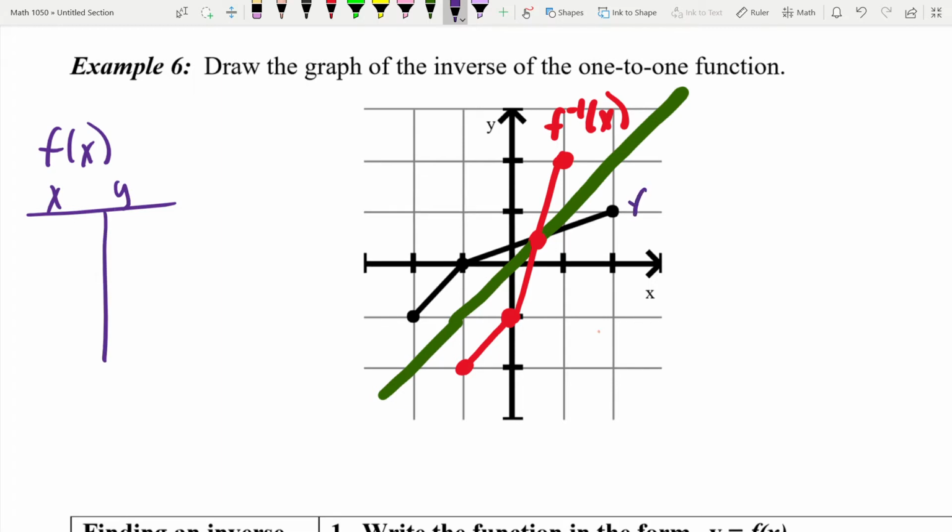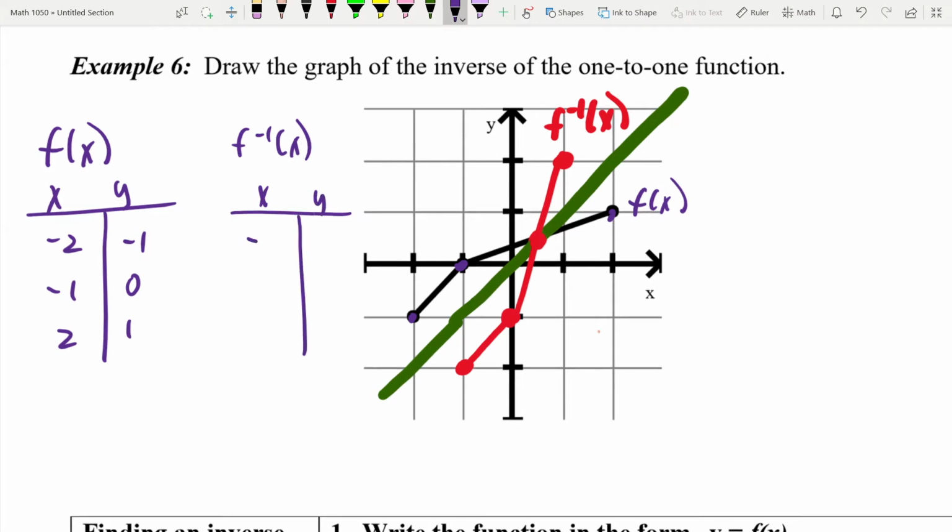The black graph is f of x. This ordered pair is -2, -1. Make sure you write this down. This dot right here is -1, 0. This dot right here is 2, 1. So to graph the inverse, I switch those x's and y's: -1, -2; 0, -1; 1, 2.